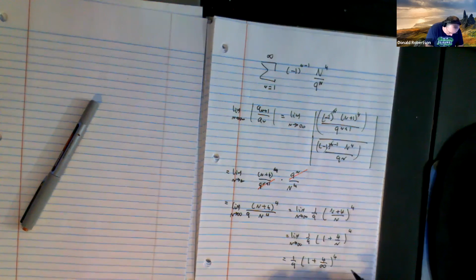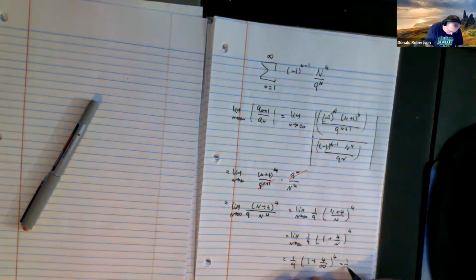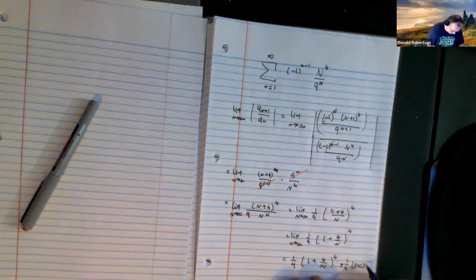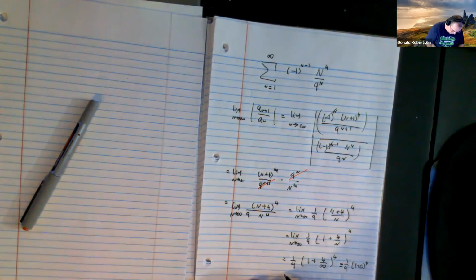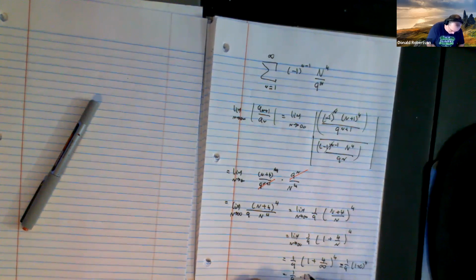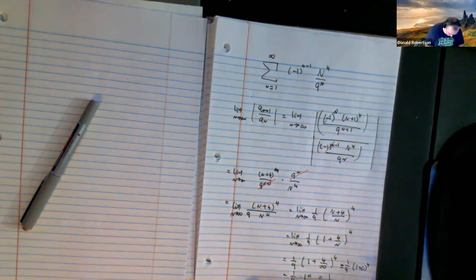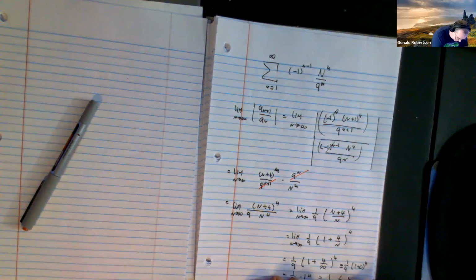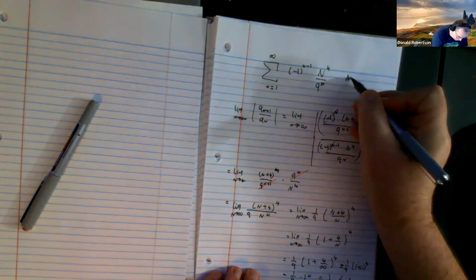So I get 1/9 times 1 plus 0 to the power of 4, which is 1/9 times 1 to the power of 4, which is still 1/9. And since this number is clearly less than 1, we have here an absolutely convergent series.